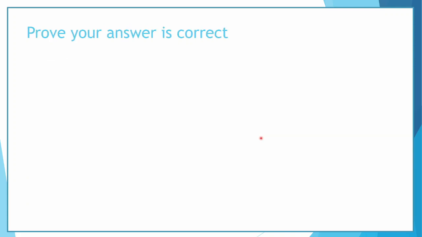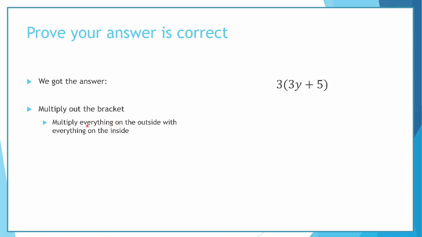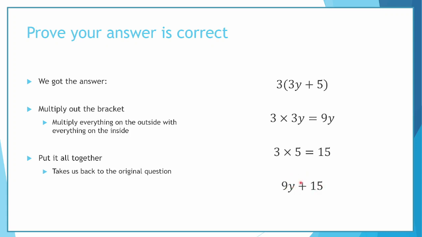And we can prove that our answer is correct by simply reversing the process. So we got the answer of 3 times 3y plus 5. And we're going to multiply out the bracket. So multiply everything on the outside with everything on the inside. So we're going to do 3 times 3y to give us 9y. 3 times 5 to give us 15. We'll put it all together to give us 9y plus 15. And you can see that we've got back to our original question. So our original question of factorise 9y plus 15. That's why we've ended up by multiplying out our factorised answer.